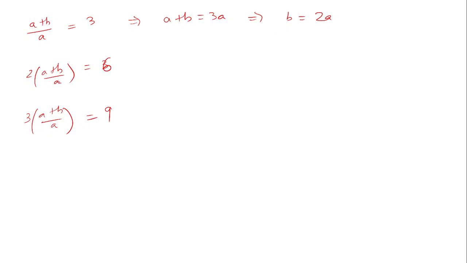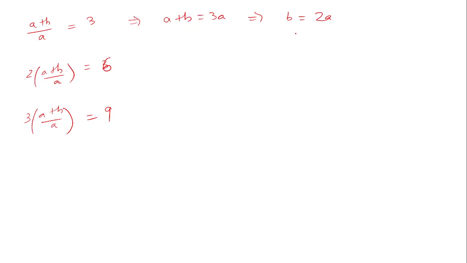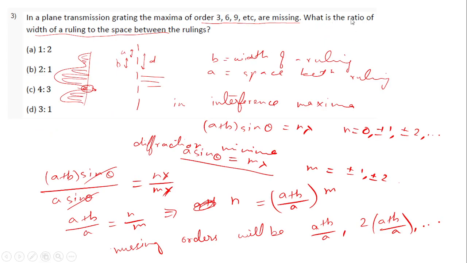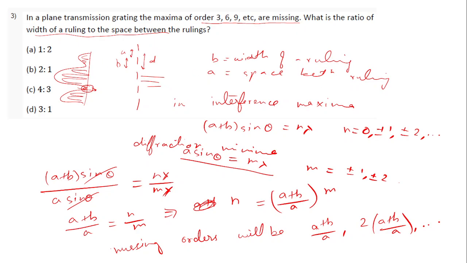That means the ratio of b to a is 2:1. In the question, you have to find the ratio of the width of ruling to the space between the rulings. So the ratio is 2:1. So B is the correct answer.